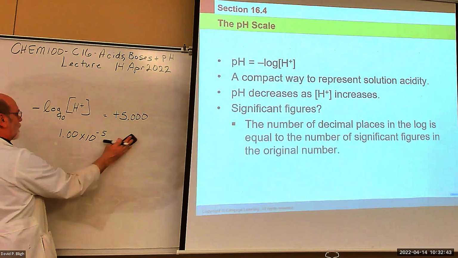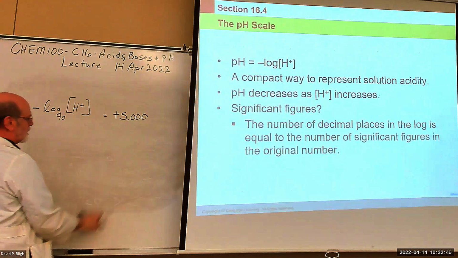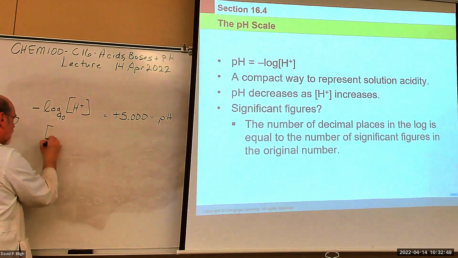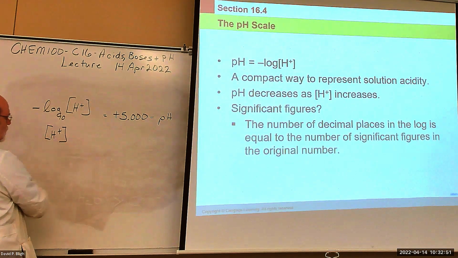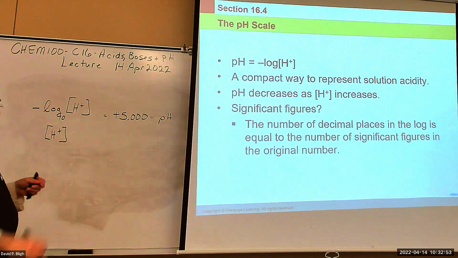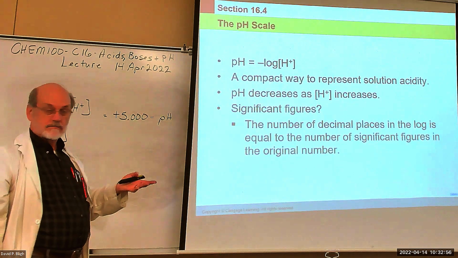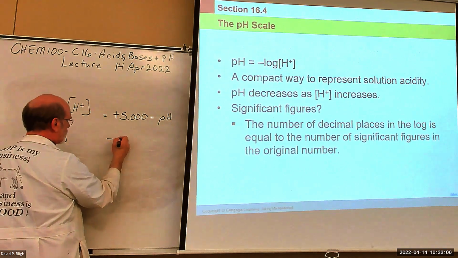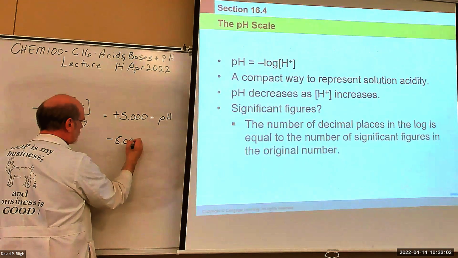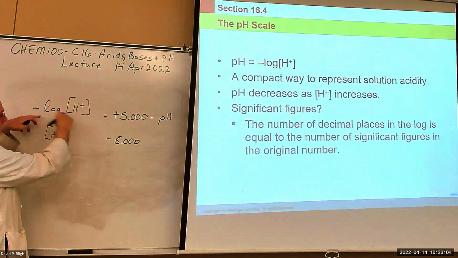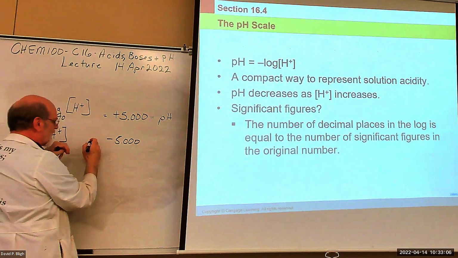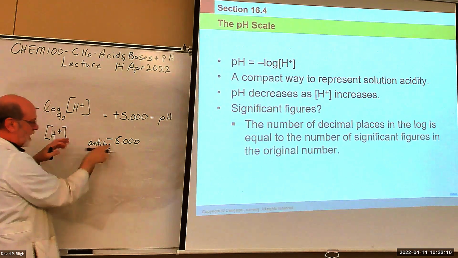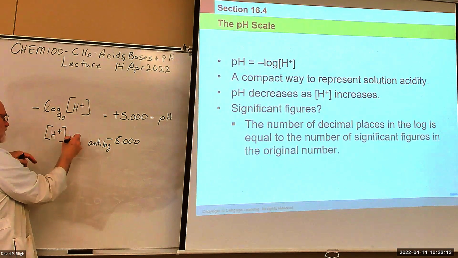Now, what if you're given that number? This is pH. But you want to know, what is this? Well, all you have to do is go backwards. Right? Put the negative over here. Negative 5. And then resolve this. So we need the anti-log of that number. Anti-log of minus 5 is equal to this.